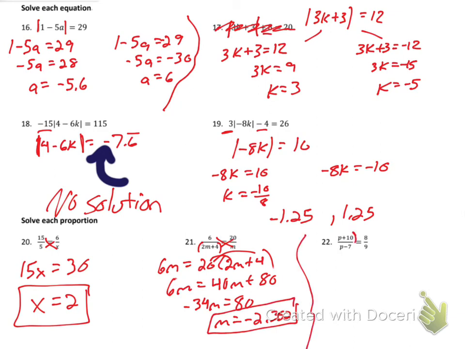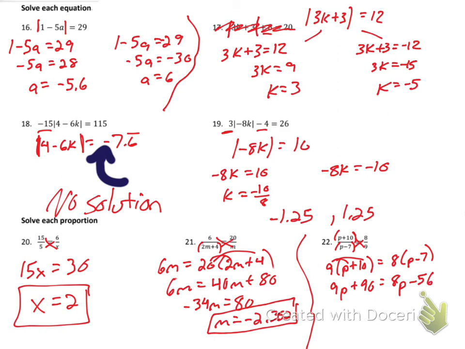All right, 22, parentheses around both of these. And when I cross multiply and set them up, it'll be 9p plus 10 is equal to 8p minus 7. Distribute, and I get 9p plus 90 is equal to 8p minus 56.